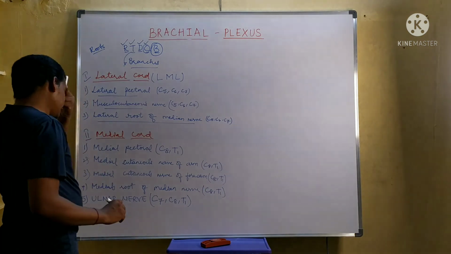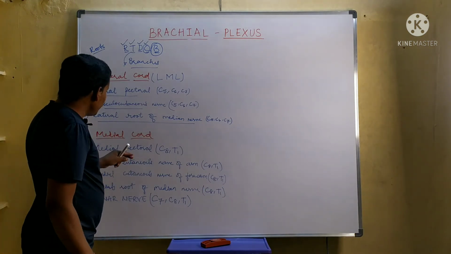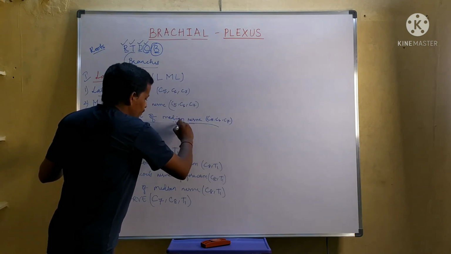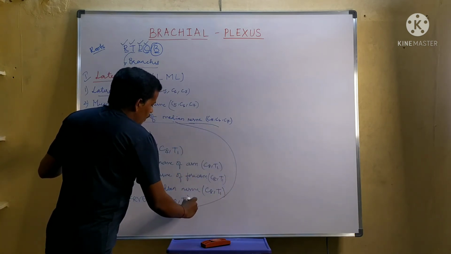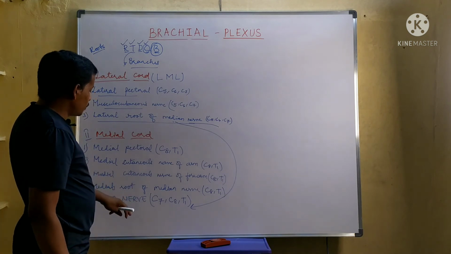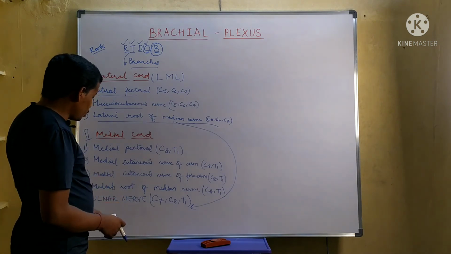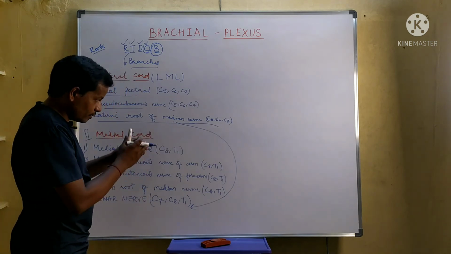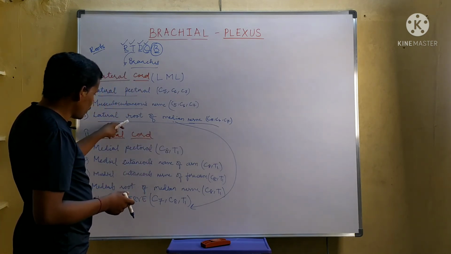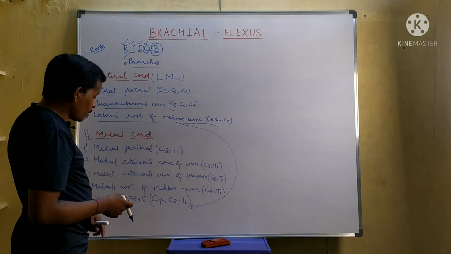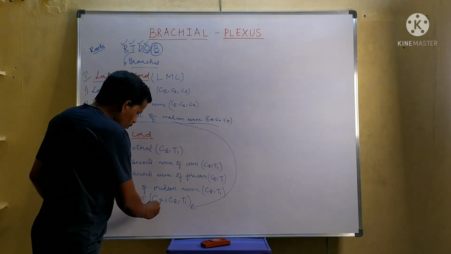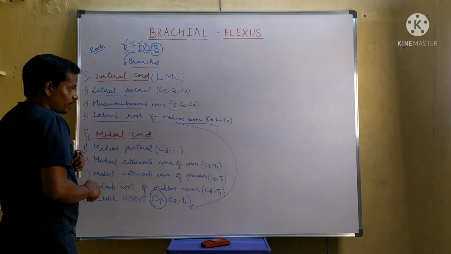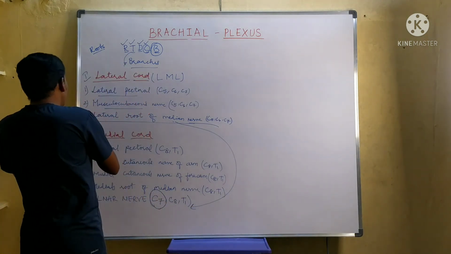Why C7? There is a communicating branch which comes from the lateral root of the median nerve and attaches to the ulnar nerve. Hence, it also has a connection with C7. Some of the C7 fibers from the lateral root of median nerve join with the ulnar nerve. Hence, that root value also indicates C7. Okay, these are the branches of the lateral and medial cords. Now let us see the branches of the posterior cord.